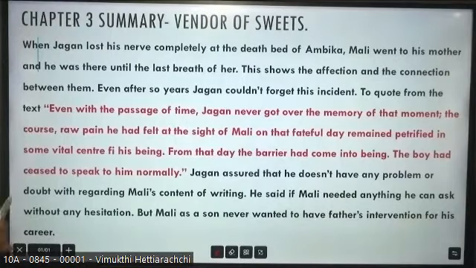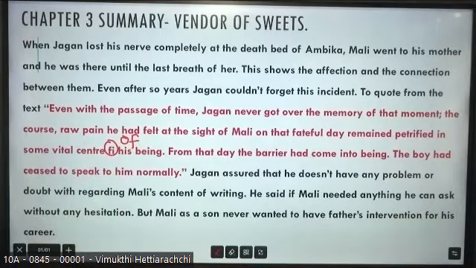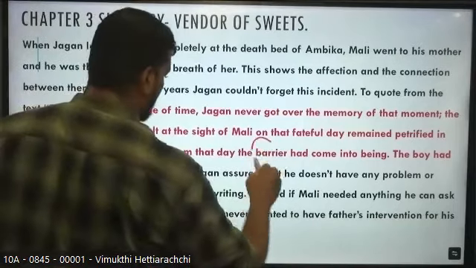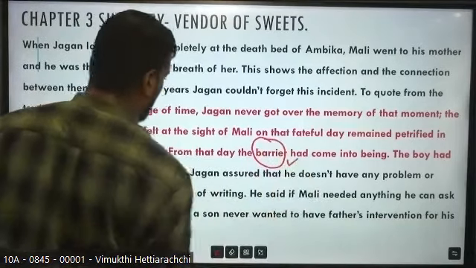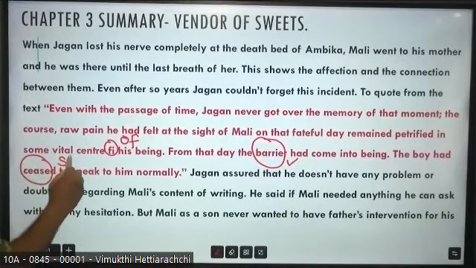Now he says, of the moment, the coarse, raw pain he had felt at the sight of Mali on that fateful day remained petrified in some vital center of his being. So here it should be center of, right? Please correct that. Center of his being. From that day, the barrier, that is the barrier, right? So remember, this is the nuclear problem, right? The barrier had come into being. The boy had ceased to. Ceased to mean stop, right? The boy stopped.